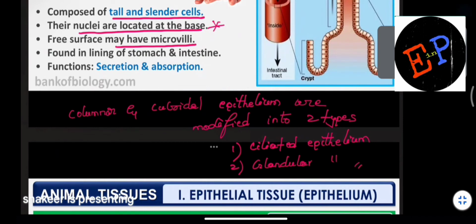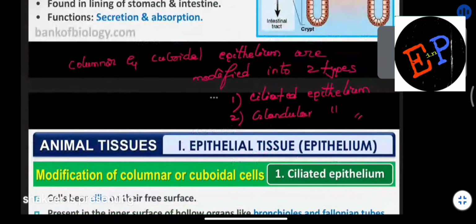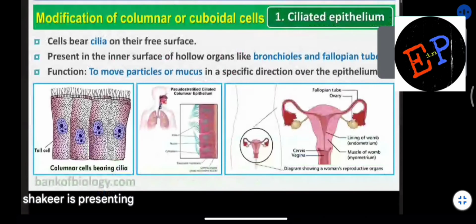Clear? Ciliated epithelium means microvilli should be present. Okay, got it. And the second one is called glandular epithelium. Glandular epithelium means epithelium of which glands are made up. There are many glands in the human body, no? All these glands are also made up of columnar and cuboidal epithelium. Now let us see.